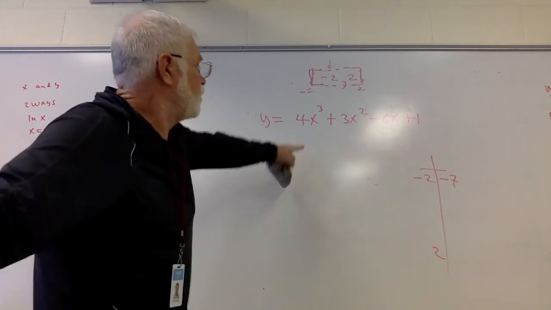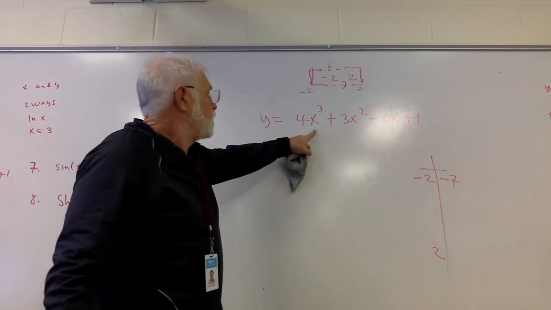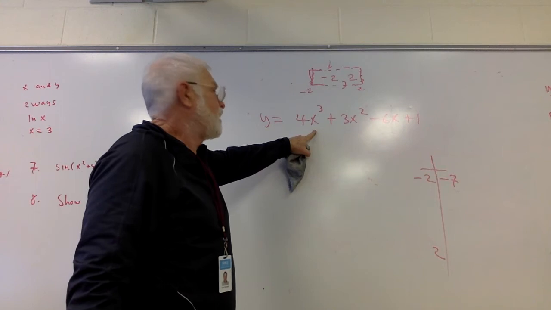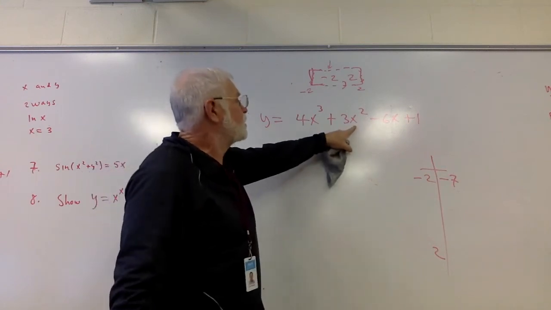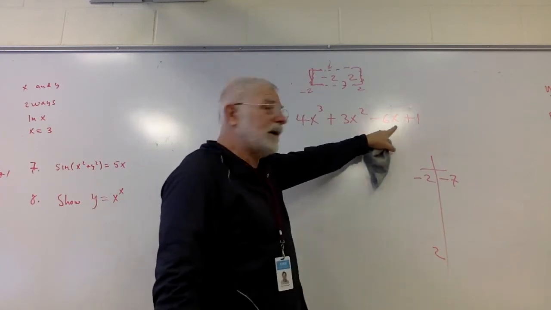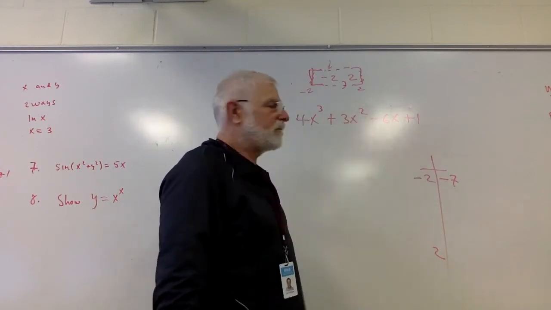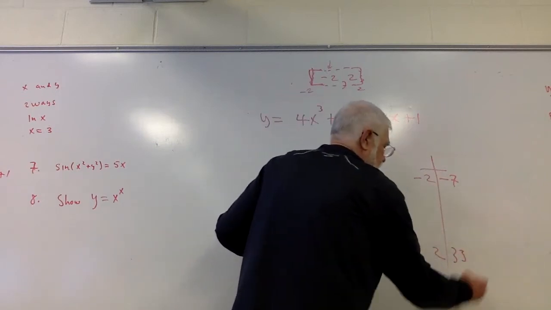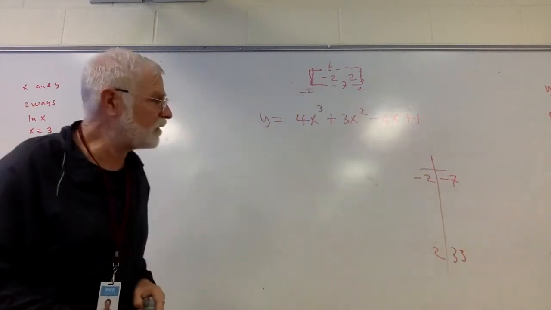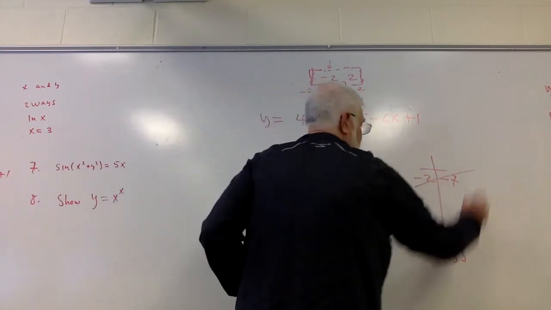And at +2, I hope I got this. 32 plus 12 is 44, 44 minus 12, back to 32, plus 1, 33. All right, so those are the values of the endpoints. We're looking for the absolute max. Well, we can already count that out.